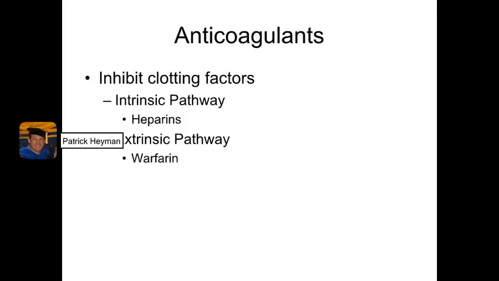When it comes to anticoagulants, the classic separation is drugs that inhibit the intrinsic pathway, which is heparin and heparin-like drugs, and then extrinsic pathway inhibitors, which is primarily going to be warfarin. There are some newer ones out there that don't necessarily have to have this artificial classification, so we'll talk about those a little bit later. Those are called direct thrombin inhibitors.